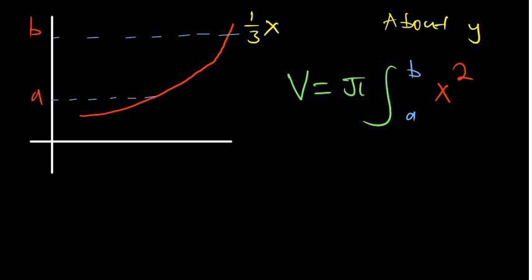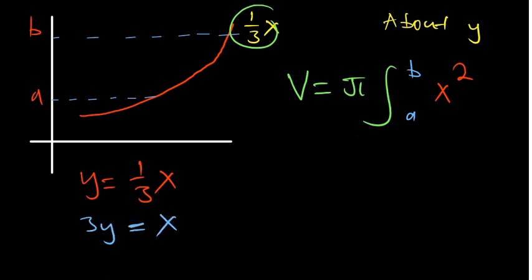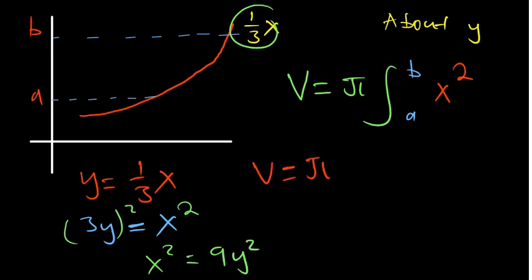So in this case, where you have y equal to 1 over 3 x, if you make x the subject, that means you have to multiply both sides by 3. 3y is equal to x, and then of course you can now square x. If you square both sides, x squared becomes 9y squared, and then you know now what to do. At that point you've got your pi, and then you need to integrate 9y squared with respect to y.